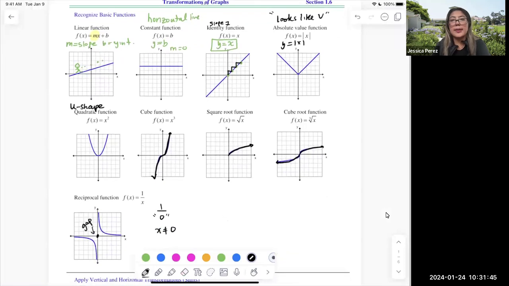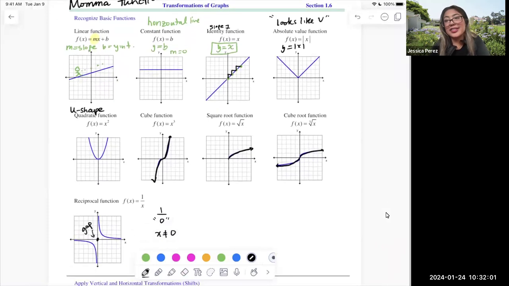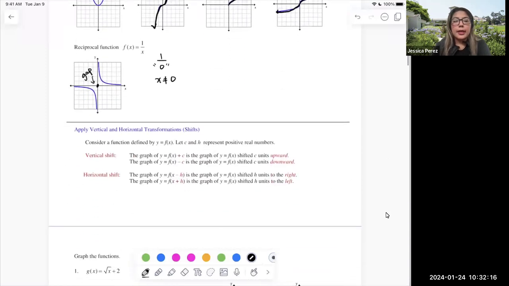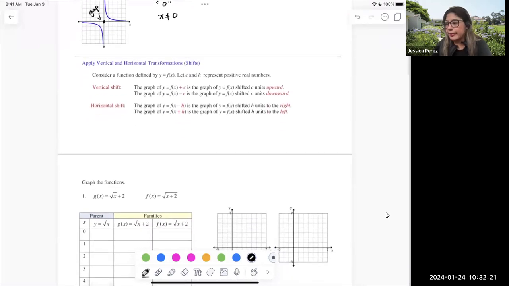So we're going to be using these basic functions, or I like to call them mama functions, because mama has children and those children are going to be the transformations. So that's what I like to call them. These are mama functions. These are your basic functions that we like to start at the origin, sometimes if we can, with no transformation. Now, the first thing that we want to be doing with these mama functions is applying transformations.